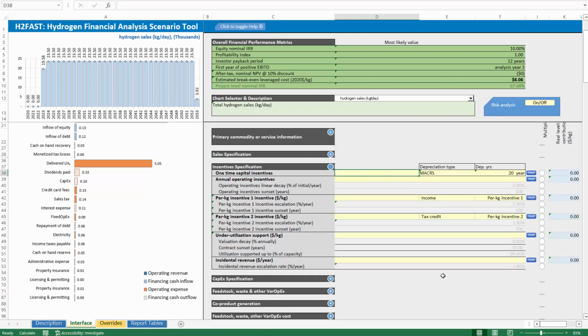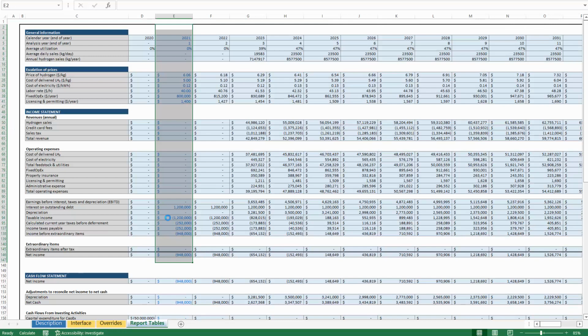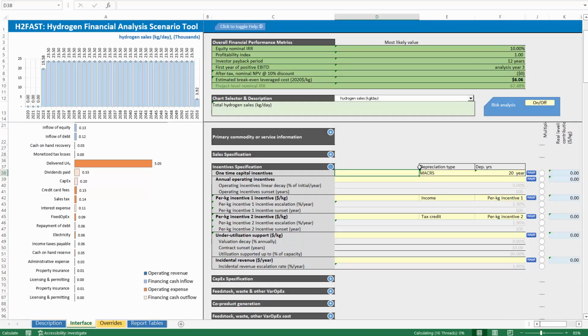Incentive specification. There are capital incentives. If this is a tax credit, you would say that this is not taxable. Depending on the mechanics of that capital incentive, you would specify it, and again, you can audit if it's reflective of the way that you would like to have that accounted for. You can audit if that is the correct way.